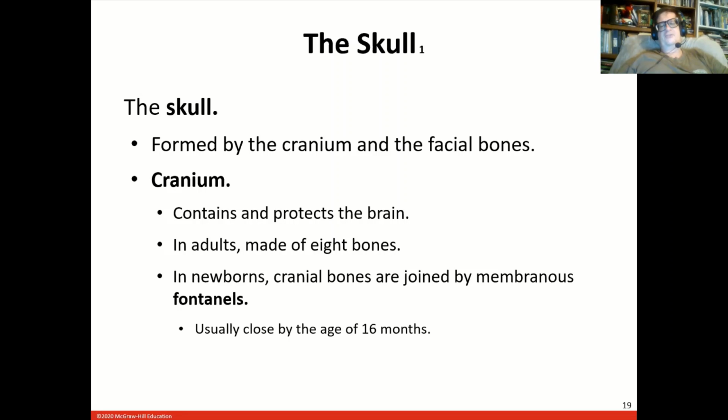Babies have soft spots in the skull. We call those fontanelles, and those stay membrane until after birth. And the reason for that is the birth canal is narrow, but the skull can flex. It can bend a little bit, not a huge amount, but we can change its shape to fit through that narrow birth canal a little bit. The fontanelles are going to close, meaning the soft spots fill up with bone, by about 16 months. All right, 16 months after birth.